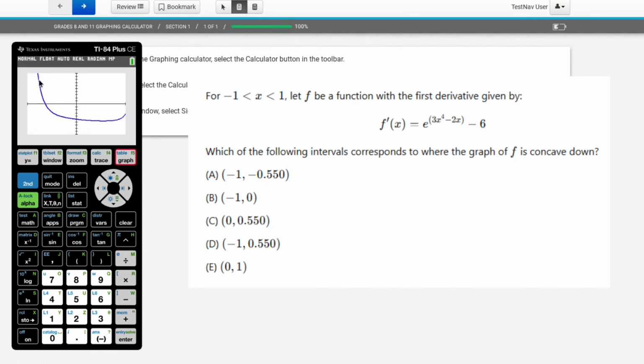So this is the derivative. If we care about concave down, we care about where the second derivative is negative. In other words, if the second derivative is negative, that implies the slope is decreasing. So we need negative slope. The way to do that is to find the minimum, which is going to be right around there. Once we find the minimum, we can find out when this stops decreasing.